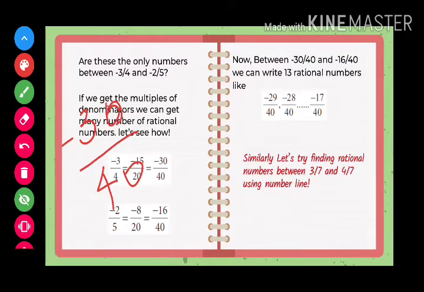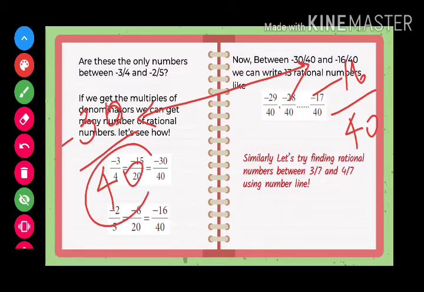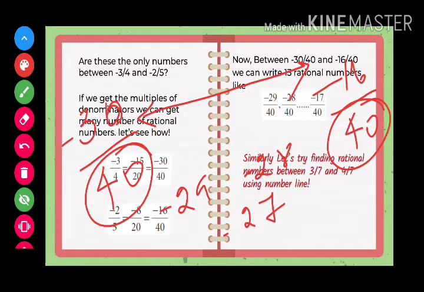Minus 30 by 40 and minus 16 by 40. By using the previous method, how many numbers can you write in between? Forget about the denominator because the denominators are the same here, 40 and 40. How many numbers can you write between? You can start with minus 29, minus 28, minus 27, all the way till minus 17 and minus 16.